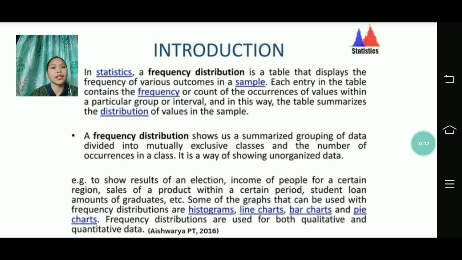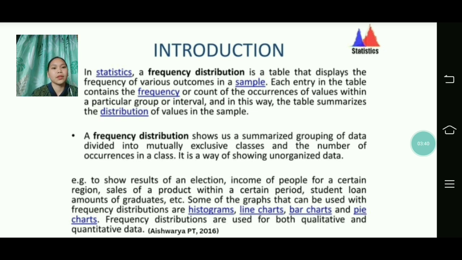Introduction. In statistics, a frequency distribution is a table that displays the frequency of various outcomes in a sample. Each entry in the table contains the frequency or count of the occurrences of values within a particular group or interval. And in this way, the table summarizes the distribution of values in the sample.